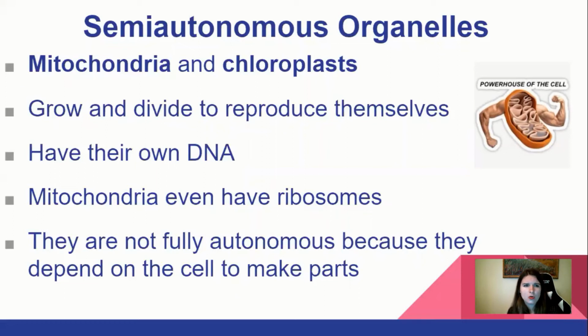They can grow and divide, make more of themselves on their own without the rest of the cell, which makes them partially autonomous, which just means that they're under their own control. But they're not fully autonomous because they still depend on the cell to make other parts, like their membranes. So they have a sort of interdependent relationship with the other structures in the cell.